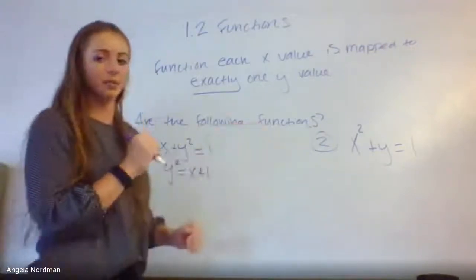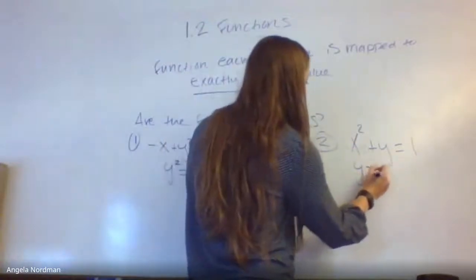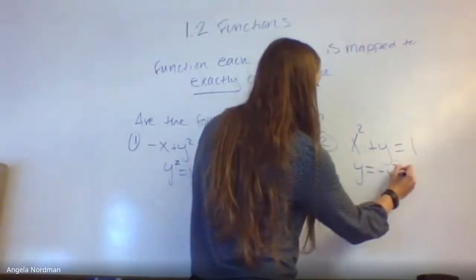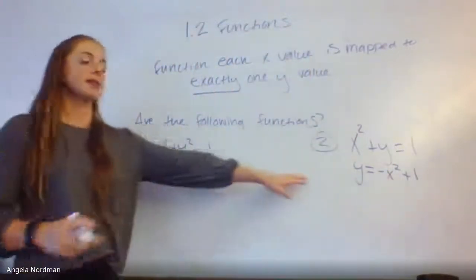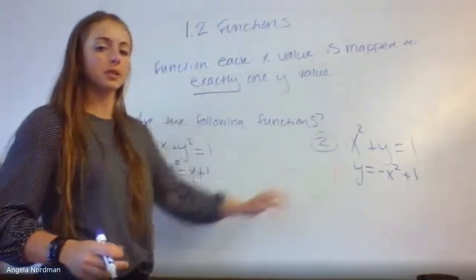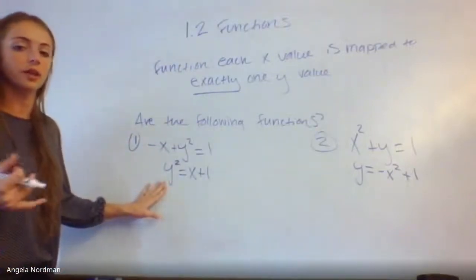Okay, let's do that same first step over here. I need to subtract x squared now. So I get y equals negative x squared plus 1. So on this side, I'm isolated. Okay, so we're going to come back to this one in a second. On this side, my y is still not isolated yet. I still need another step.